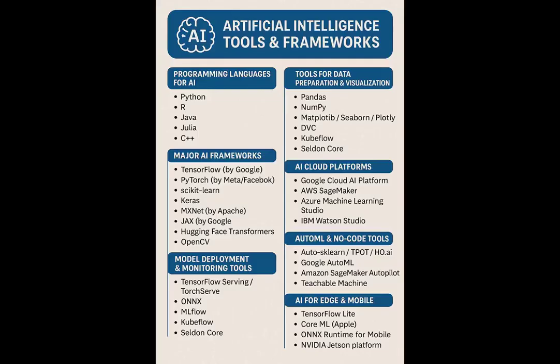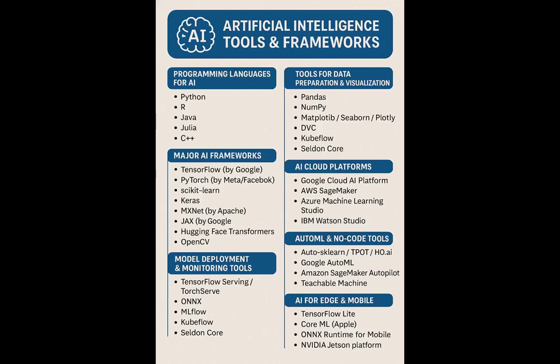Artificial Intelligence, Tools and Frameworks. 1. Introduction. Artificial intelligence, AI, development relies heavily on tools, libraries, and frameworks that facilitate model building, training, deployment, and scalability. These tools range from low-level programming environments to high-level abstraction layers, providing flexibility for researchers and developers.